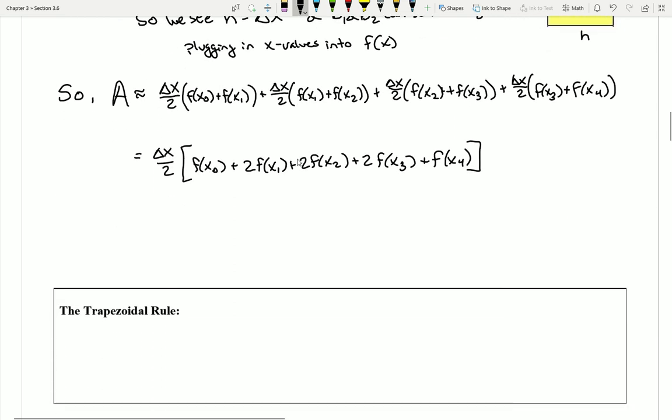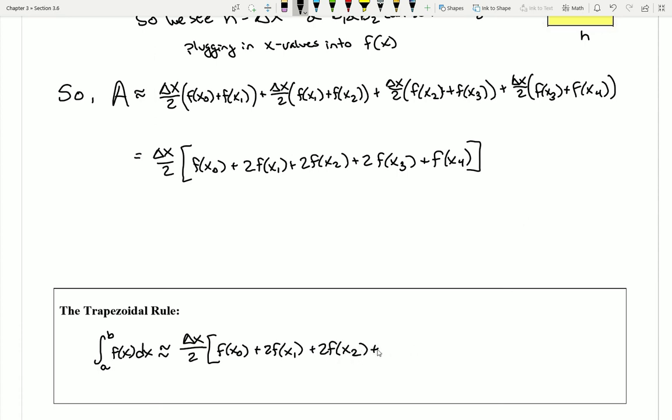So we'll be able to go ahead and summarize all of this into what we call the trapezoid rule. So if I was interested in finding area from A to B under a function f of x, I could say this is roughly equal to delta x over 2, and then I would have an f of x0 plus 2 f of x1s plus 2 f of x2s, and I would just go on and on for a while.